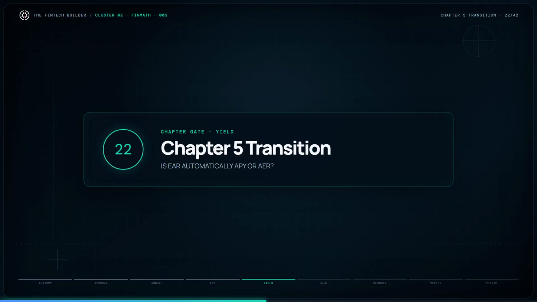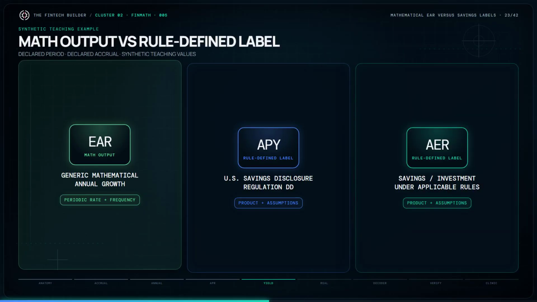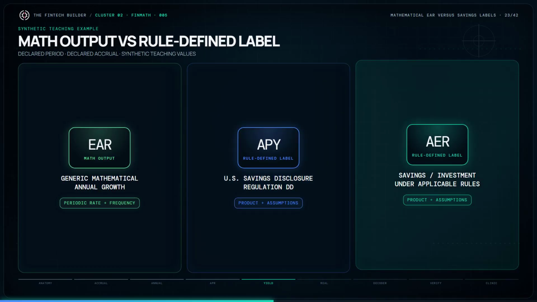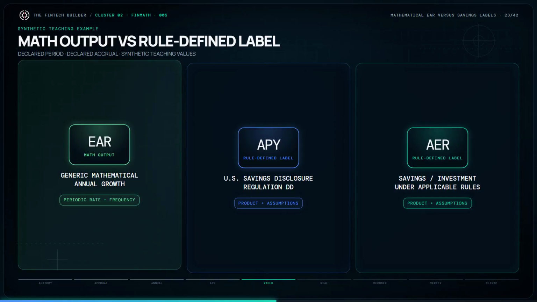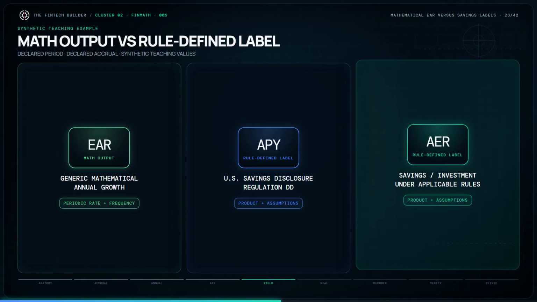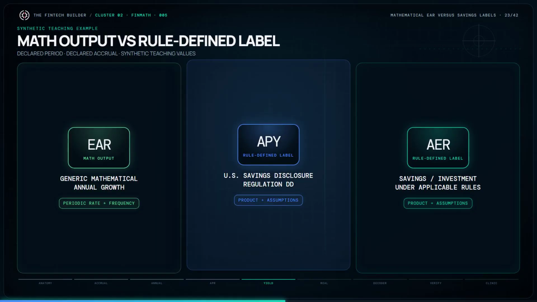Next, we will separate a generic effective annual calculation from regulated savings yield labels. A generic effective annual rate reports the one-year compound growth created by a periodic rate. APY and AER are normally disclosure labels for savings or investment products under prescribed assumptions. In the simple synthetic case of 1% monthly growth with all credited interest remaining in the account, the mathematical effective annual growth is 12.6825%. A regulated APY or AER may operationalize that idea, but the official definition, term, day basis, reinvestment assumption, tiering, withdrawals, and product rules still control the disclosure.